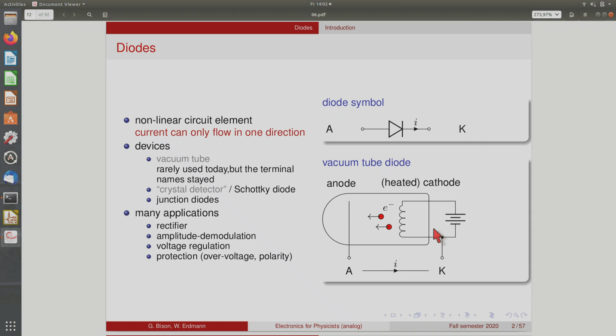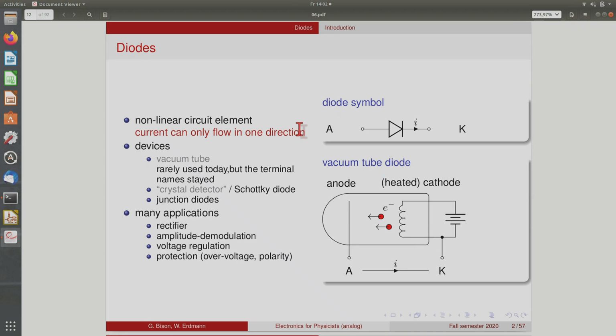These are not used very much anymore, except in some very special cases where people think that their hi-fi equipment sounds better with these. But the names still stayed, so they're still called anode and cathode in the more commonly used junction diodes that we use today.